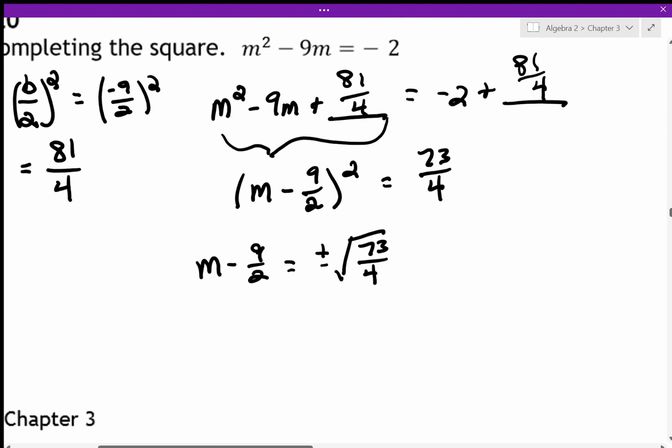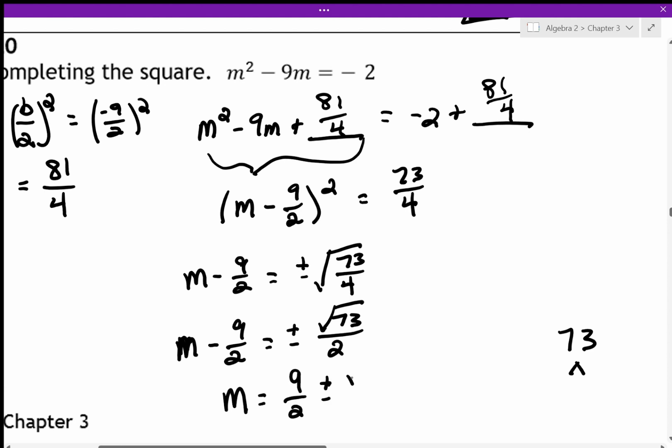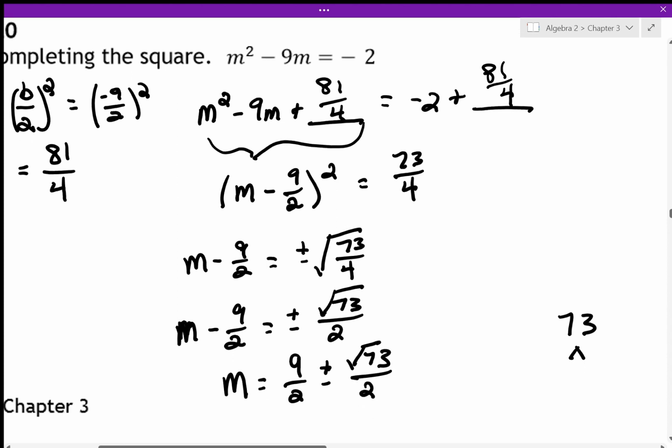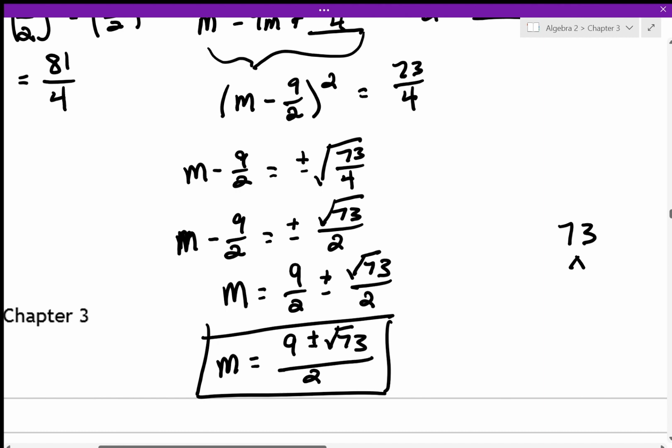Prettying that up, I'm going to break my radical over the fraction. So I'll have m minus 9 halves equals plus or minus root 73 up top, and then the square root of 4, which is 2, in the bottom. 73 we try to break apart, but I'm thinking that he's prime. And then one of my last steps is going to be to add that fraction over, and I get m equals 9 halves plus or minus root 73 over 2. And then common denominator is 2, and they already have the common denominator, so I can put that together. m equals 9 plus or minus root 73 all over 2. And that's going to be our answer.